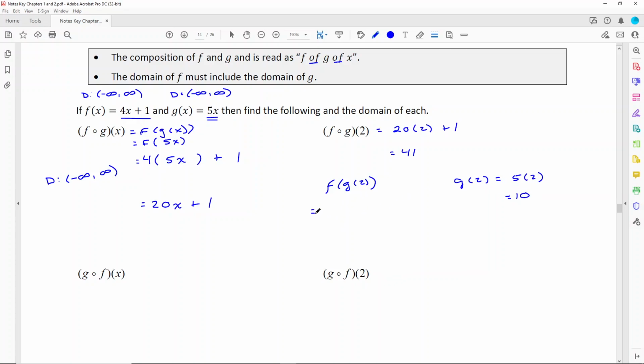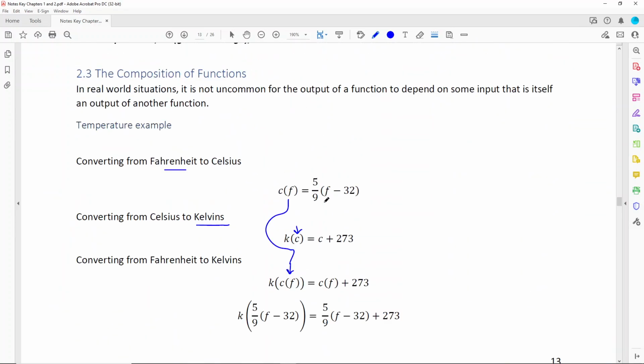Now what I'd want to do is plug in for g at 2, I would plug a 10 into my f of x equation. So I had to solve something so that I could then put that into the next equation. It's like up here. I'd have to solve for Celsius and then put the Celsius into the kelvins formula. Right? So what I'm doing right now is going from here to here to here, versus going from Fahrenheit all the way to Kelvins, right?